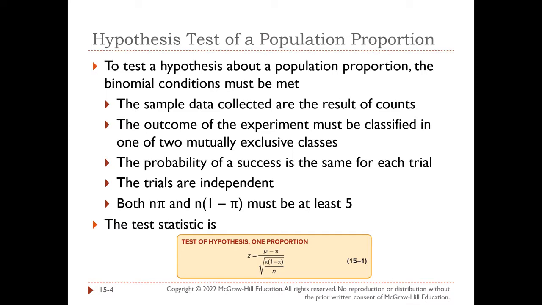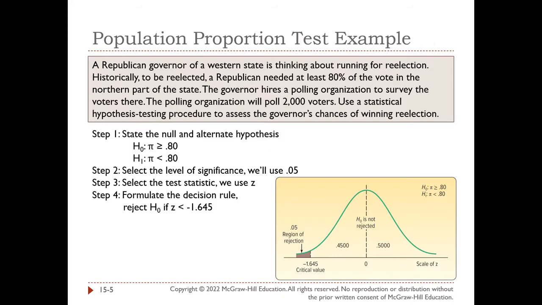And this is our test statistic. Notice it brings back z. Z equals our proportion minus pi, divided by the square root of pi times 1 minus pi divided by n. Okay. So how does this work? Well, let's look at it, because of course we can have an example.